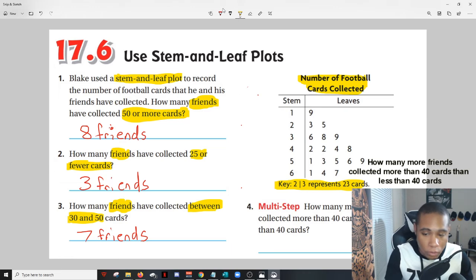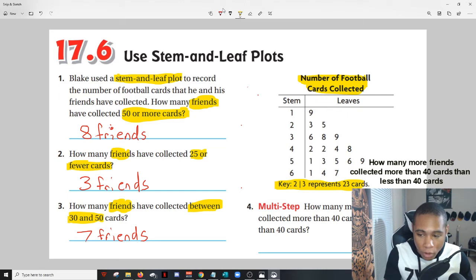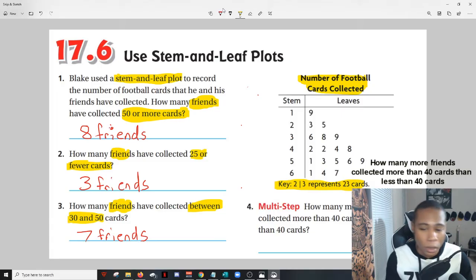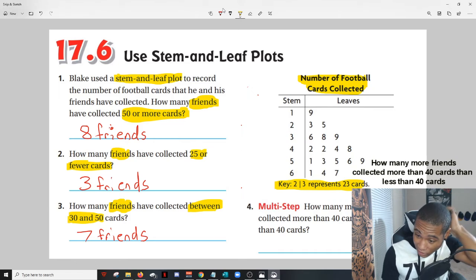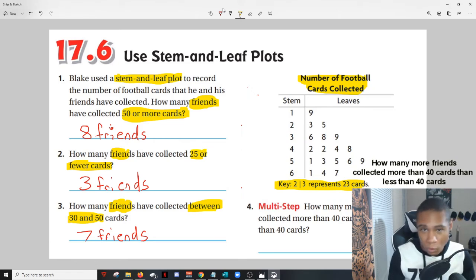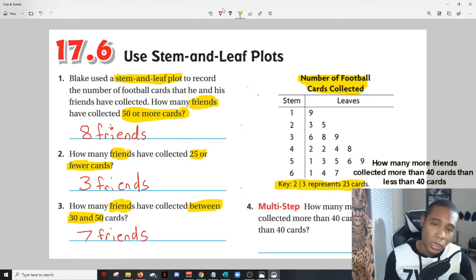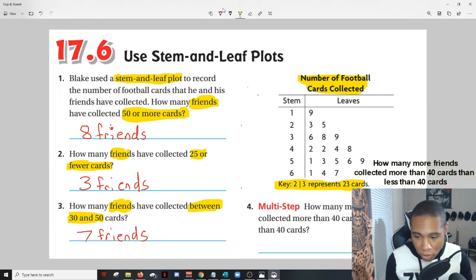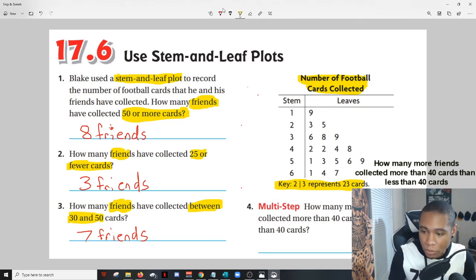So for our final question, question 4, it says, how many more friends have collected more than 40 cards than less than 40 cards? Hold up. Wait a minute. Look at all the words they're using. You want to be very careful now because there's a lot of words being mixed and mashed around in this problem. So let's break this problem down.